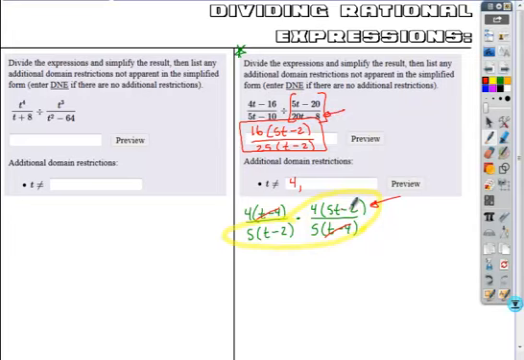So I look here to find the 0 associated with a binomial that has a leading coefficient other than 1. I take the opposite of the constant, 2, divide by the leading coefficient, 5. So 2/5 would be an additional domain restriction.